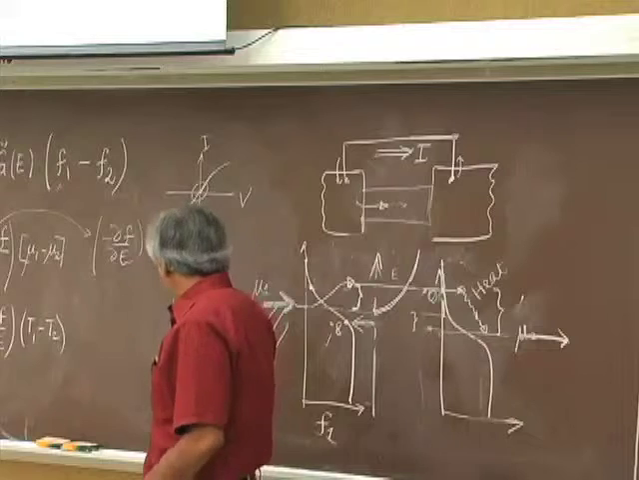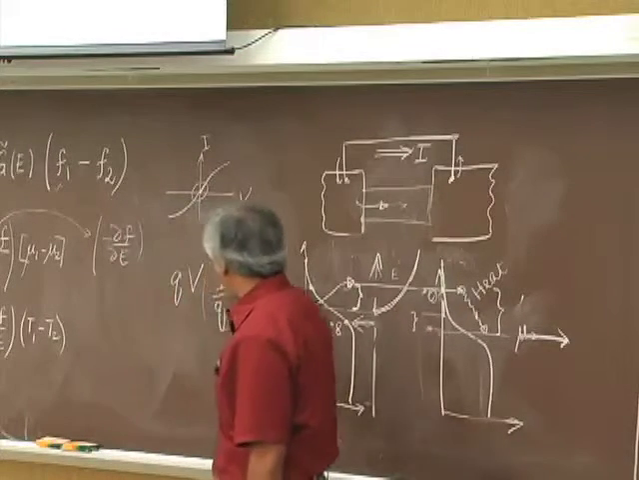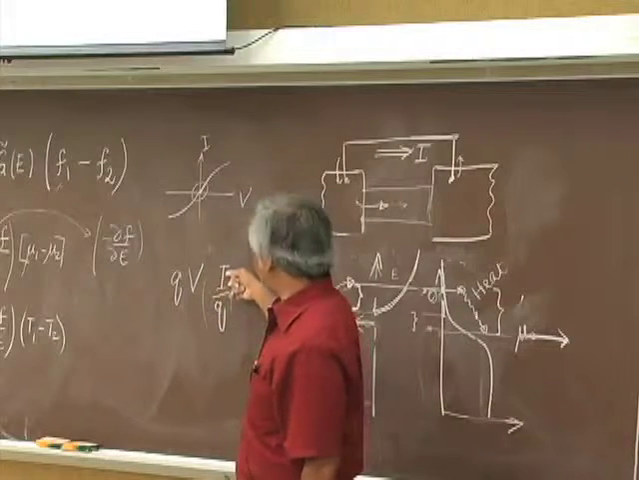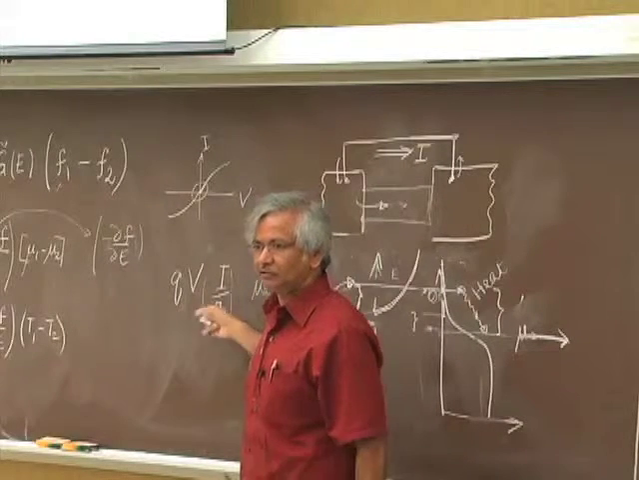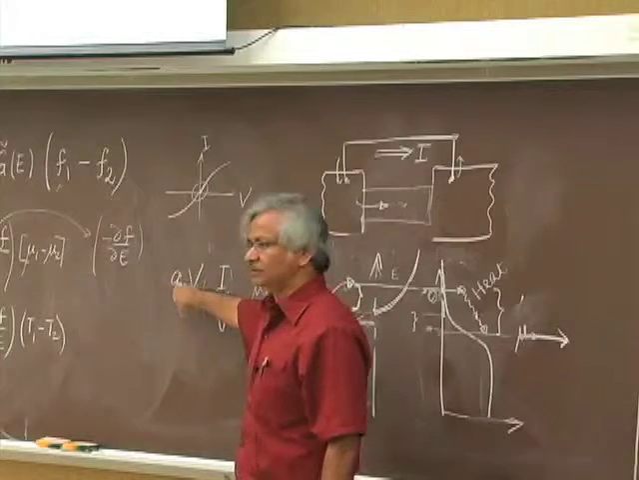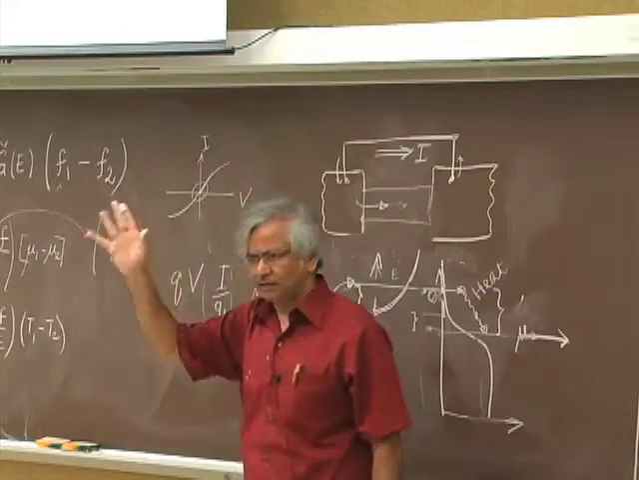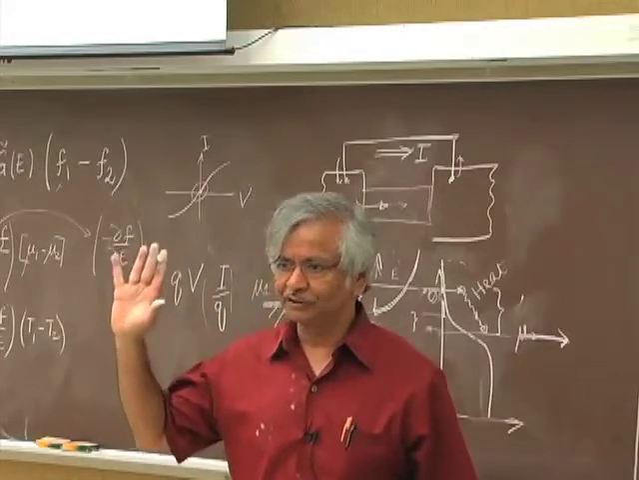See? And how many electrons go through? It's I divided by Q. That's the number of electrons going through per second. That's the current. If you divide it by the charge on an electron, it tells you how many go through per second. And every time one goes through, it dissipates that much. So what is the energy dissipated per second? V times I. I mean, that's the Joule heating overall, no question.